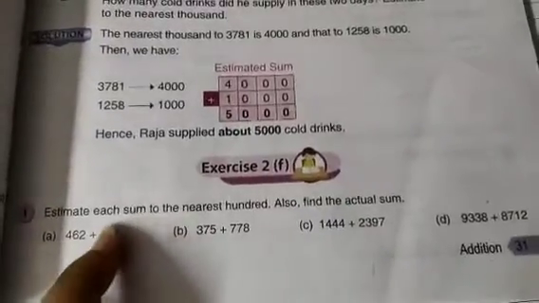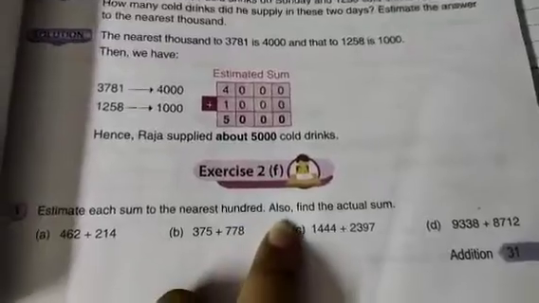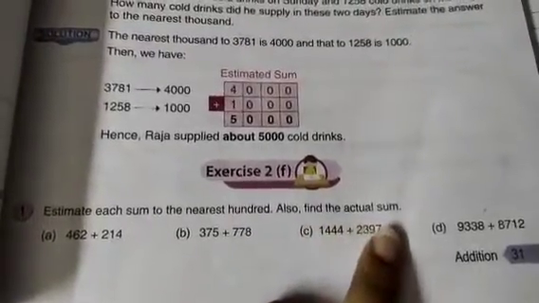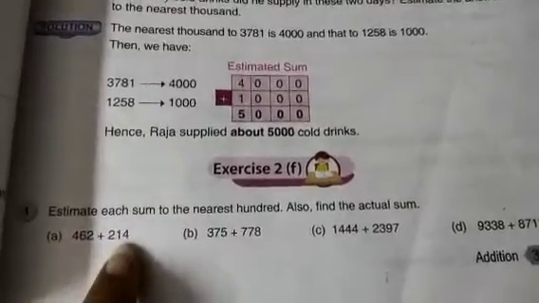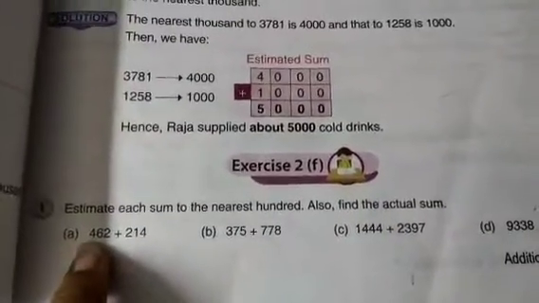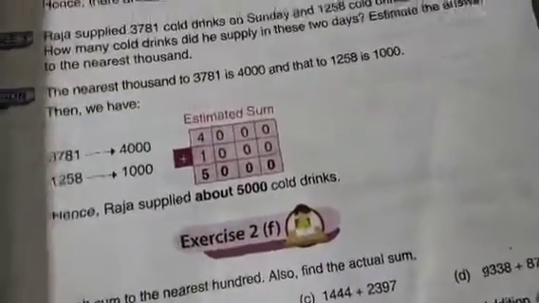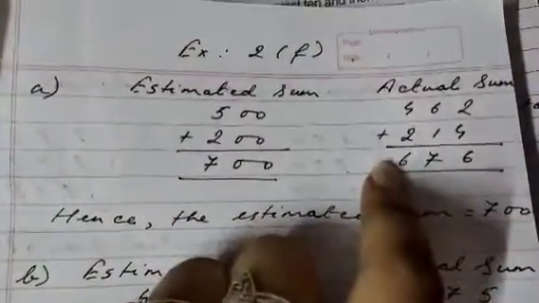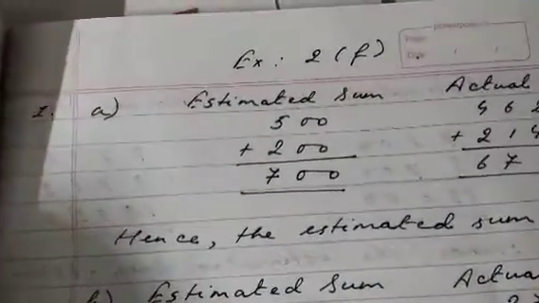Children, see here. Estimate each sum to the nearest hundreds. The same thing which I have shown you. Also find the actual sum. That means, children, here you have to find the actual sum. That means you have to first add 462 and 214. You have to add 462 plus 214 and you have to get one answer. And the other answer, that means your estimated sum.